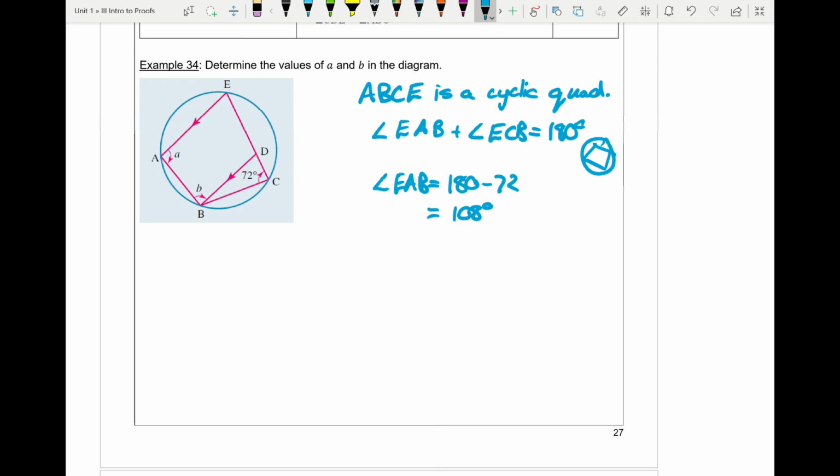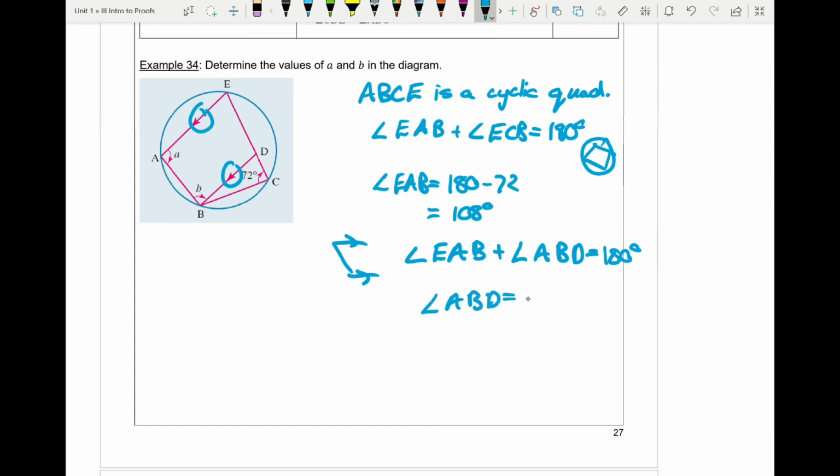Okay, so we're also given that these two lines here, E to A and D to B, are both parallel to each other. So we can't forget our parallel rules. So we have co-interior angles here, sometimes referred to as the U rule or the C rule. We know that the angle EAB plus the angle ABD is also going to equal 180 degrees. So we therefore know that angle ABD is going to equal 72 degrees.